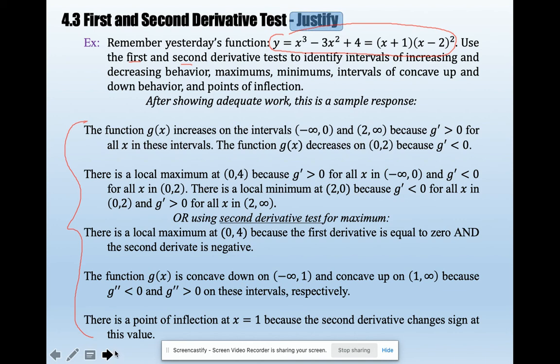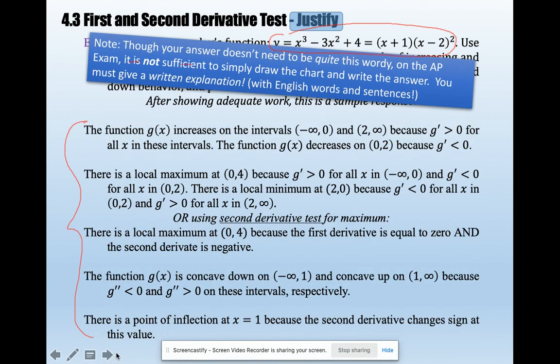Only write if you are asked to justify, explain, or show. If you are just asked to find, you do not need to write anything. No, you do not have to be that wordy. And again, no one is testing to see if your English is proper English.